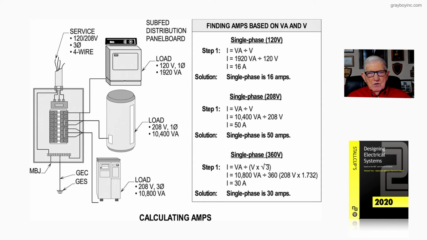The next load that we see is 208 volt three-phase, 10,800 VA. Again, the current is equal to the volt amps, 10,800, divided by 208 volts times the square root of 3, and we just round it and leave it at 360. Divide that 360 into 10,800 VA, and we come up with 30 amps. Then you treat that load the same way: continuous, non-continuous, or a load with demand factors. That's what Figure 15-1 is illustrating, converting VA based upon the voltage to amps.